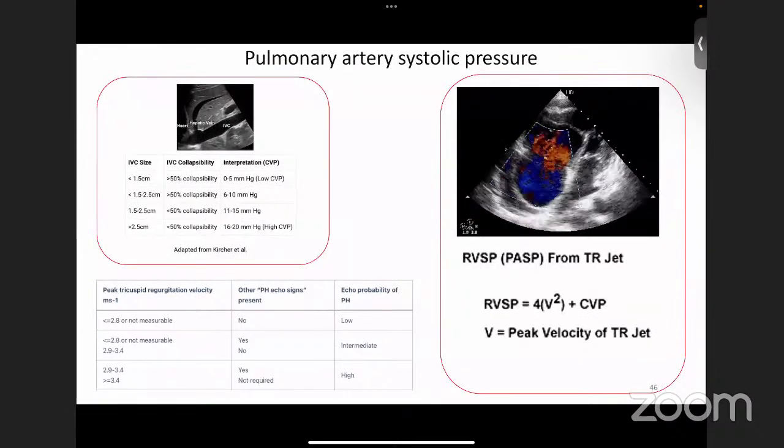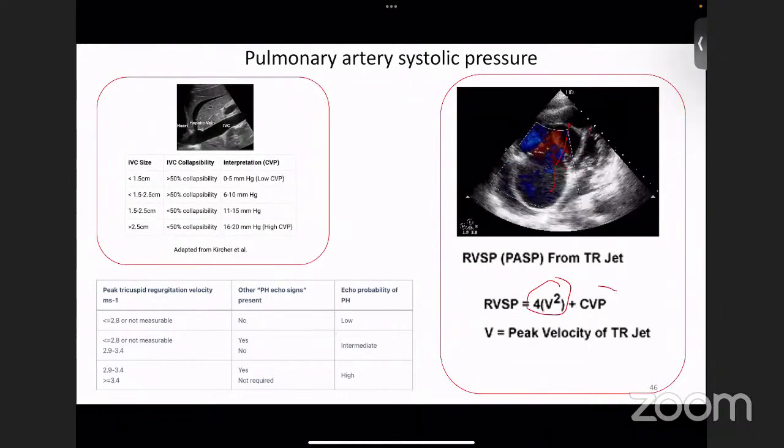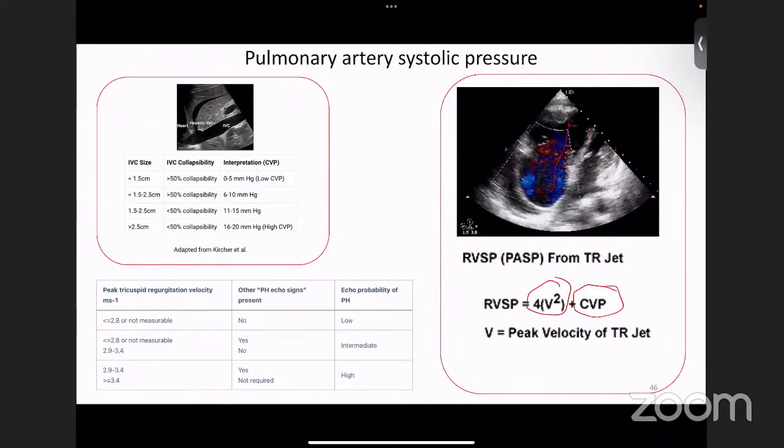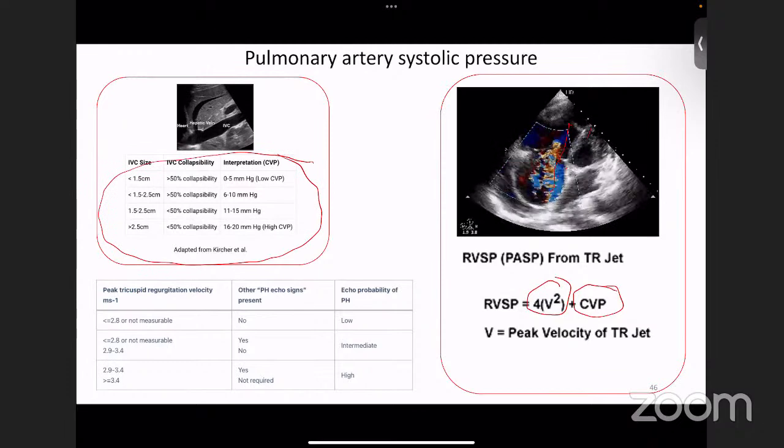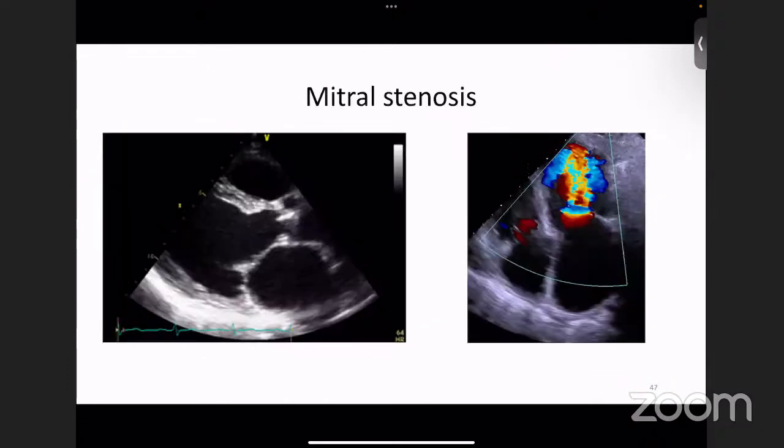So this is how you calculate. You get a 4-chamber view, then a tricuspid jet, then you put a continuous wave Doppler, you get a TR jet peak, then 4 times the peak squared, plus you have to add the CVP to get the pulmonary artery systolic pressure. So you do an IVC and see the collapsibility, and we all know what the CVP will be at different diameters and collapsibility. You add that, then you'll get the pulmonary artery systolic pressure.